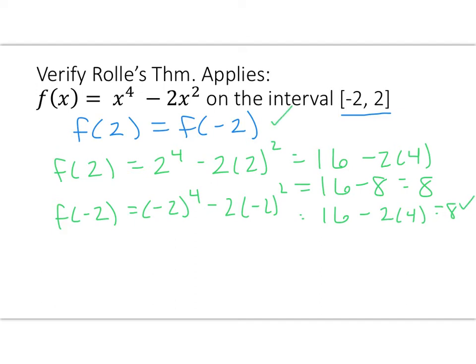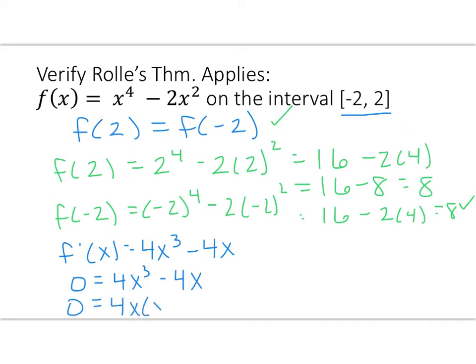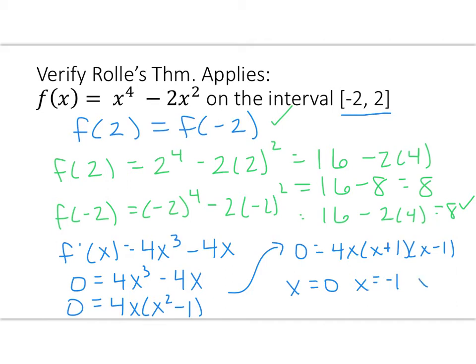That checks. So if I take the derivative, f prime of x is equal to 4x cubed minus 4x, and somewhere this is equal to 0. There is a value between negative 2 and 2 where that derivative has to equal 0. So we're going to prove that. 0 equals 4x cubed minus 4x. I'm going to factor out a 4x, and I'm left with x squared minus 1. I'm going to keep factoring, so I have 0 equals 4x times x plus 1 times x minus 1, and I get x equals 0, x equals negative 1, and x equals positive 1.